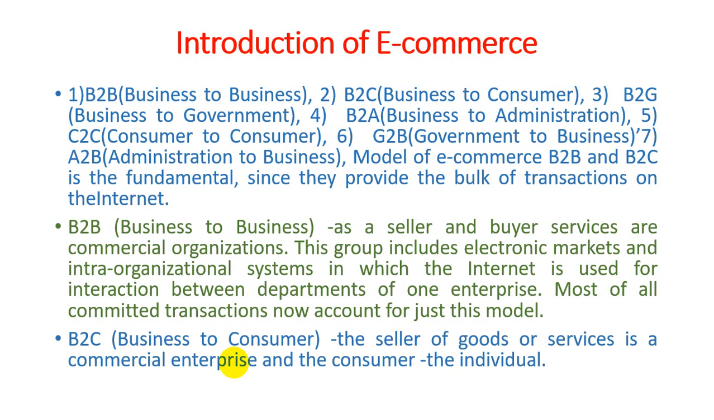The business to consumer model is where the seller of goods or services is a commercial enterprise and the buyers are individual consumers. It means organizations are selling their products to individual consumers, who can buy those products and compare them across different websites.